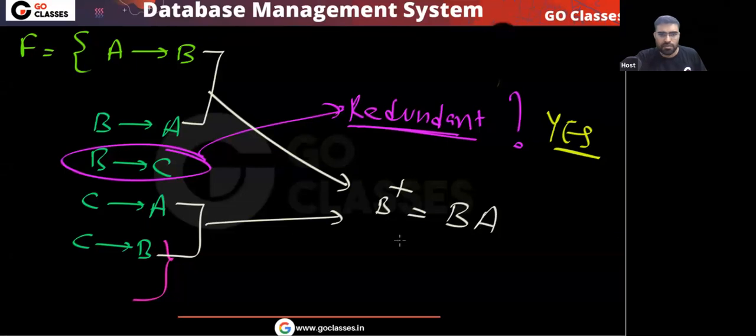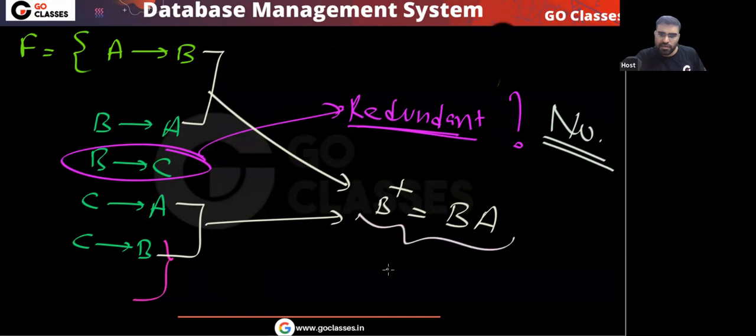Okay, this is not redundant, right? This is not redundant because you can see that in the remaining, B cannot determine C. B cannot determine C. So this is not redundant.